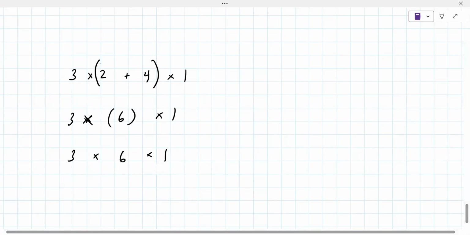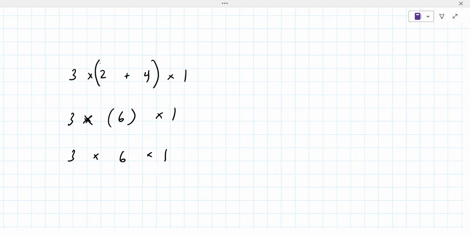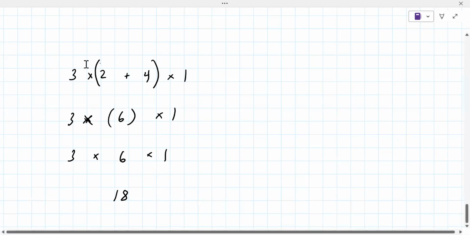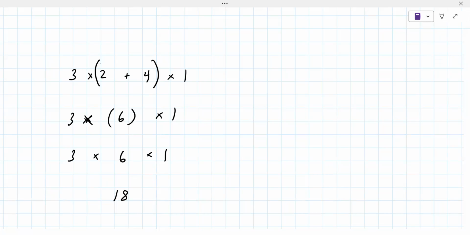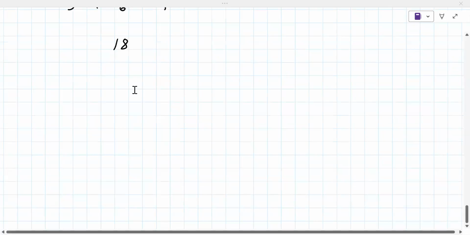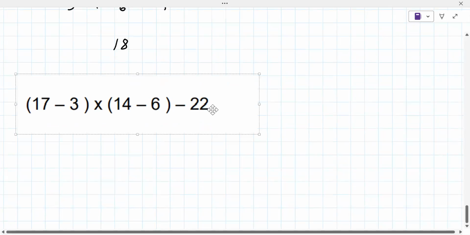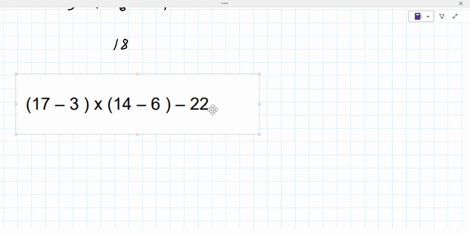So now you can do the multiplication that you see here. 3 times 6. 18. Your answer is 18. Okay. So your focus has to be on what's going on inside parentheses. So here's a problem for you to try. I'll put this in front of you here. And go ahead and take a look at that.